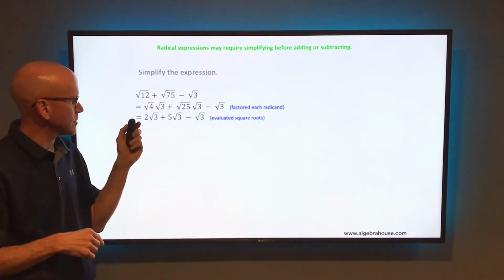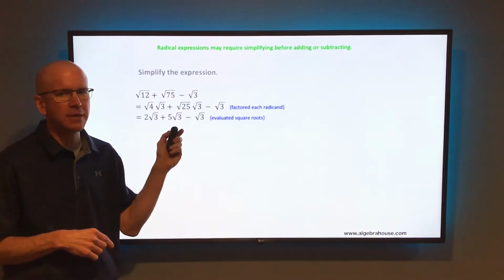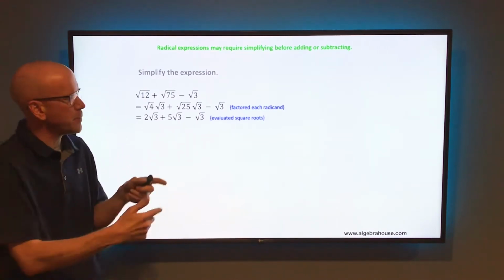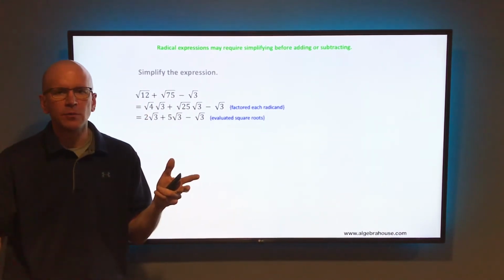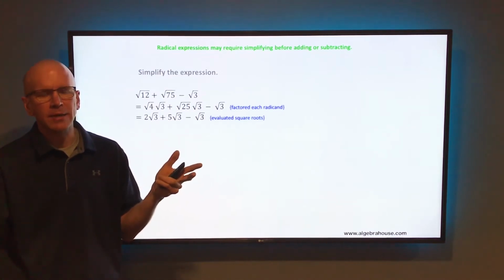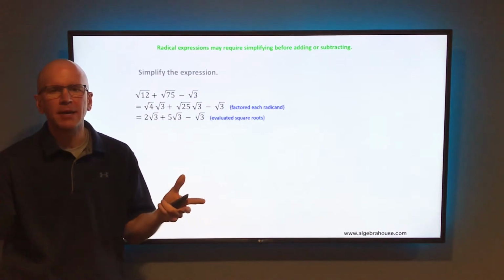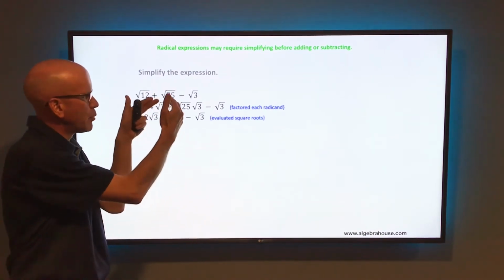So now we're looking at 2 times the square root of 3 plus 5 times the square root of 3 minus the square root of 3. Now let's think about this again. At the beginning, we thought, well, different things under the radical sign, you can't do anything with that. That cannot be simplified. But now, for each one of these, you have the same thing under the radical sign simply by breaking that down.